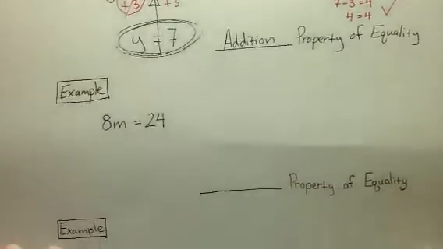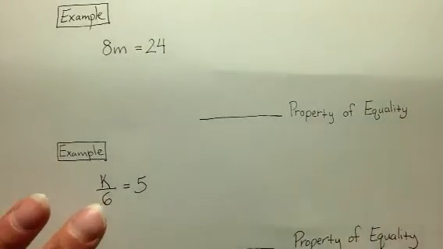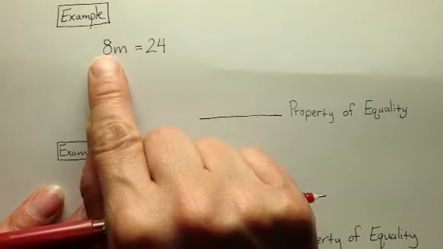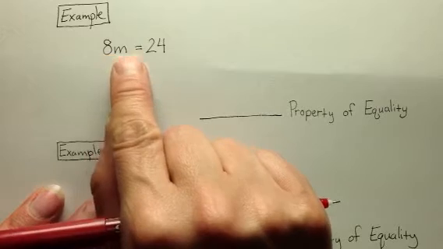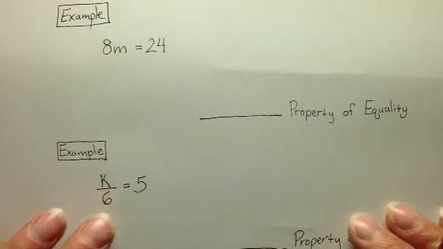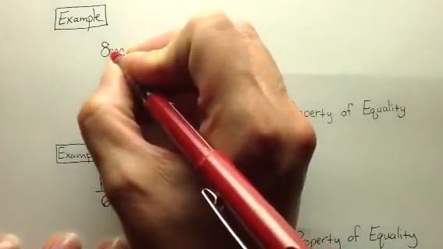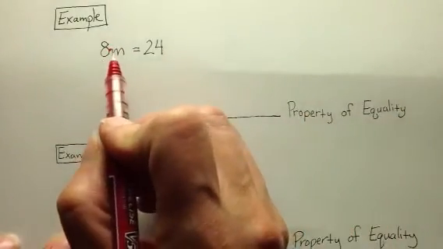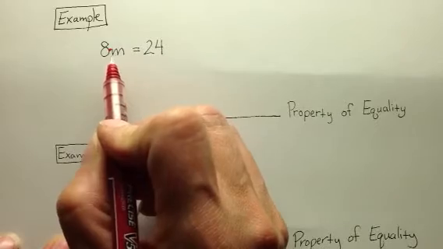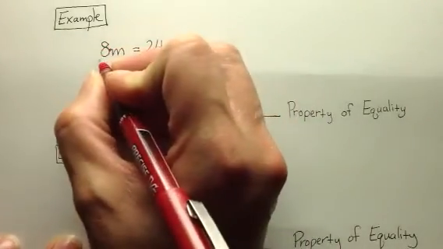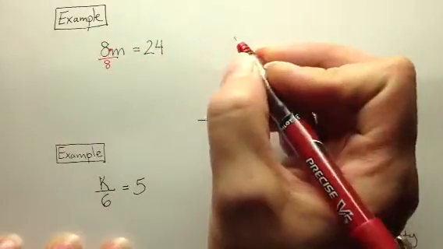Okay, next example. This says 8 times a number. So 8 times a number equals 24. So I want to do the inverse operation of multiplication. Remember, if there's no sign here, this means times. While the inverse or opposite of multiplication is division.